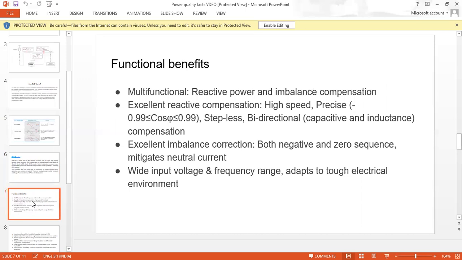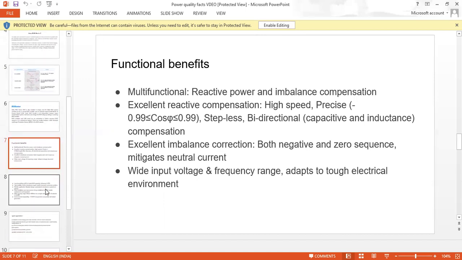The function benefits. Let me tell you the multifunction benefits of using these devices. Reactive power and imbalance compensation is excellent. Reactive compensation at high speed, precise to 0.99 or better cos phi, and stepless bidirectional capacitive and inductive compensation. Excellent imbalance correction, both negative and zero sequences, as seen in the past diagram, mitigates neutral current. Wide input voltage and frequency range adapts to tough electrical environments.